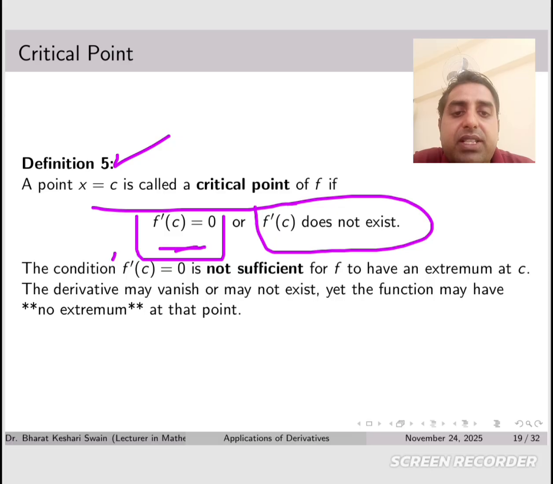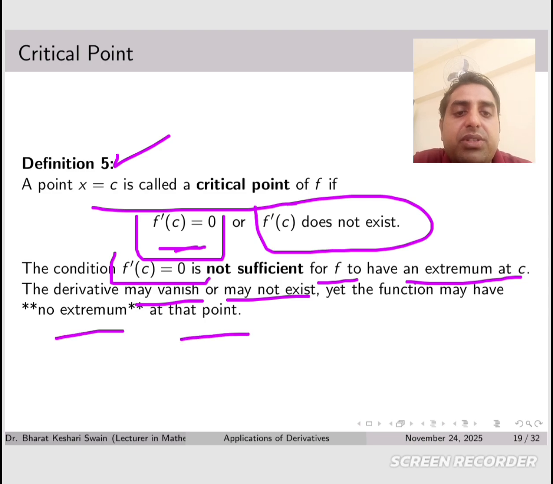The condition f dash c equal to 0 is not sufficient for f to have an extremum at c. The derivative may vanish or may not exist, and the function may have no extremum at that point. So this is not the sufficient condition. This is the necessary condition. That's why we write if it has extremum, then f dash c equal to 0. If f dash c equal to 0, then you cannot say that f has an extremum. Conversely, it is not true.